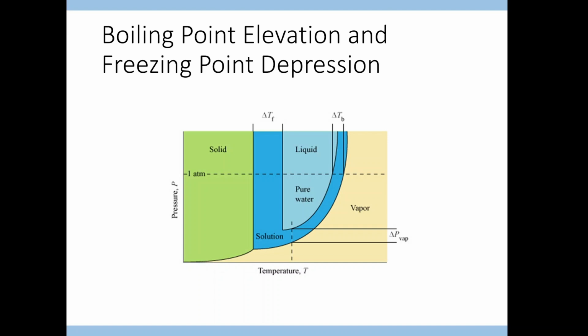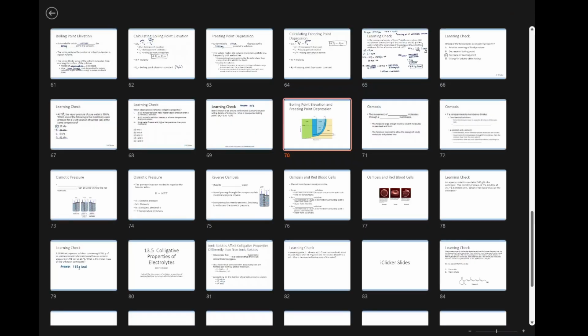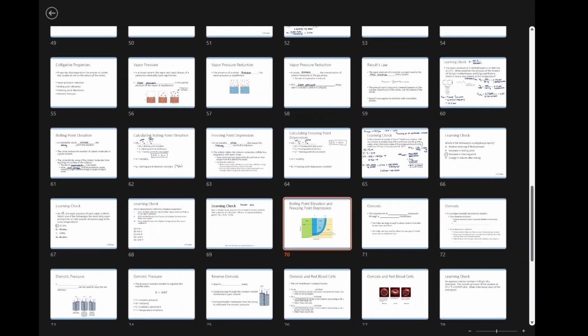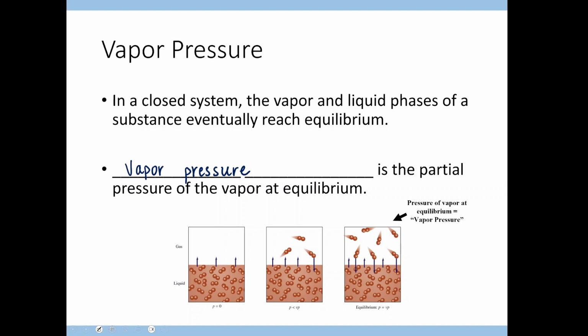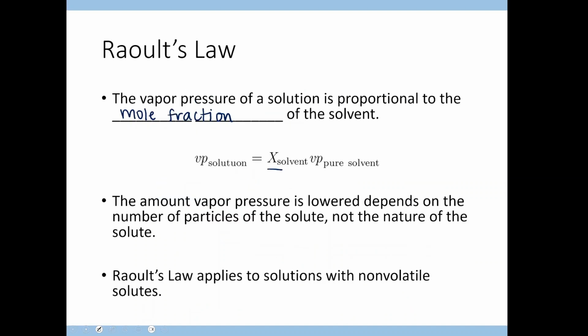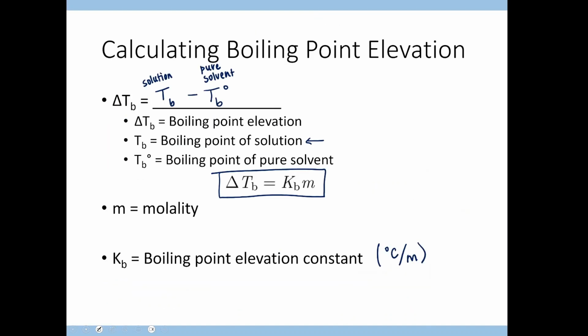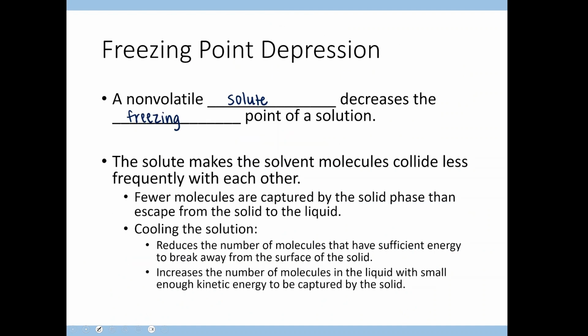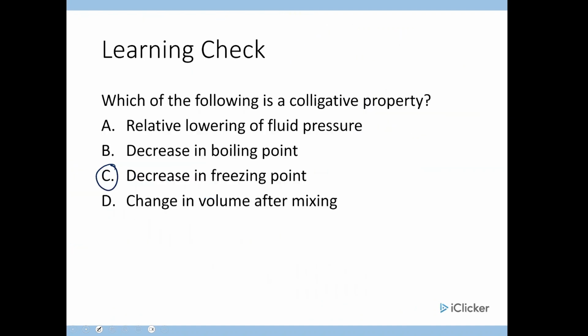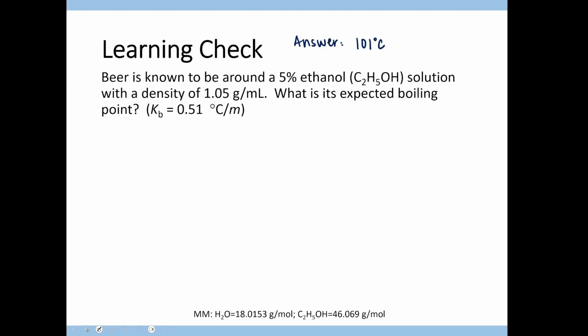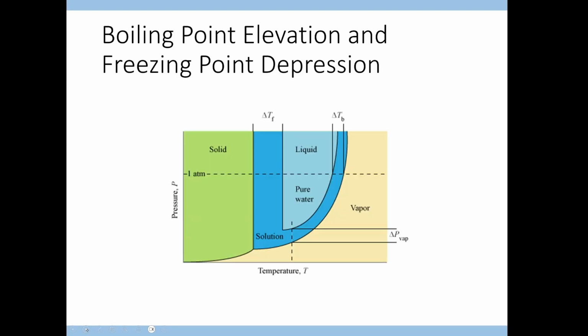Okay, so we had talked about colligative properties of non-electrolytes, right? We talked about vapor pressure reduction, boiling point elevation, and freezing point depression. And this diagram at the end, skipping through real quick, shows a phase diagram for a pure liquid versus a solution.